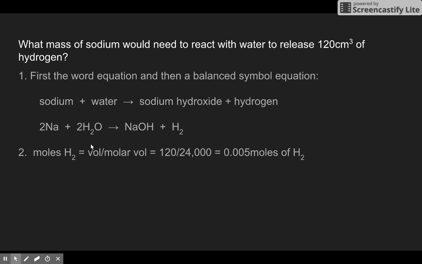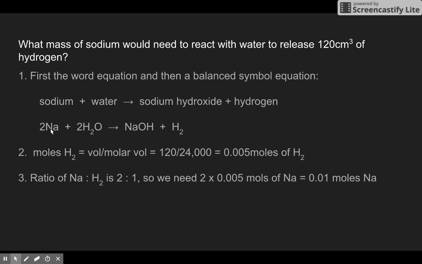Number of moles of hydrogen is volume over molar volume, which is, now I've changed this to 120 over 24,000 because this is written in centimeters cubed. Okay, you can change that to decimeters cubed, in which case it would be 0.12 decimeters cubed divided by 24. Still gives the same answer. So just be aware of that.